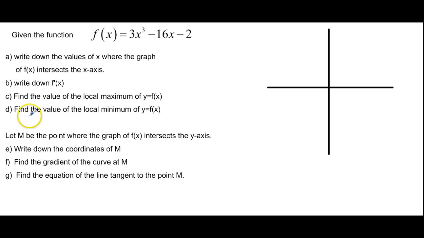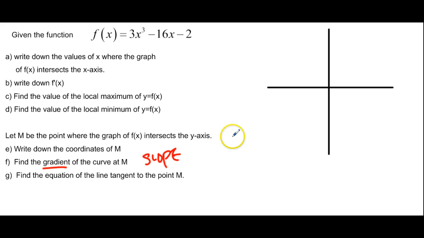Down here, let M be the point where the graph of f of x intersects the y-axis. In that case, it's something like right here, that's where it intersects the y. It's your y-intercept basically, all right? What else? Write down the coordinates of M. That's just where it crosses the y-axis. Here it says find the gradient of the curve at M. Alright, so the gradient. Gradient means slope, right?